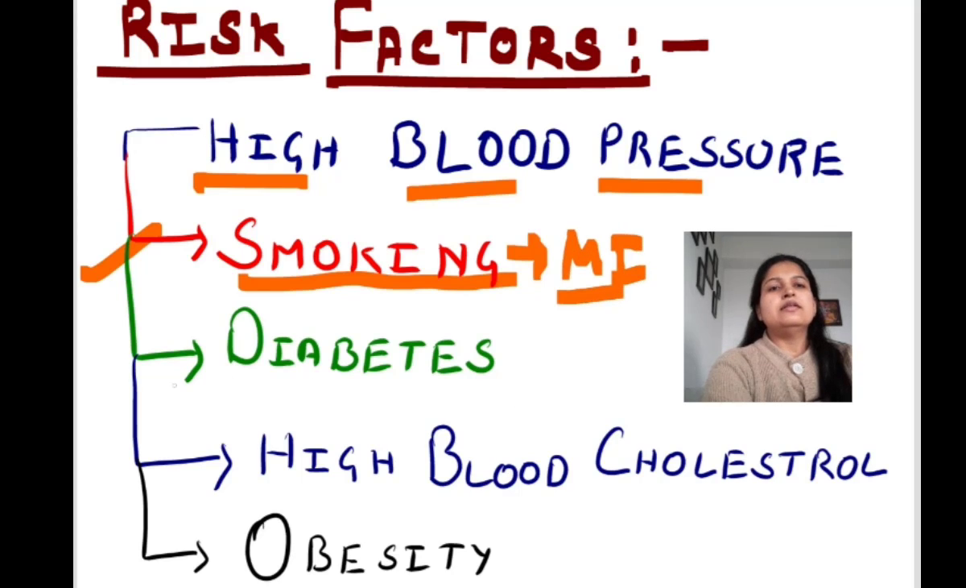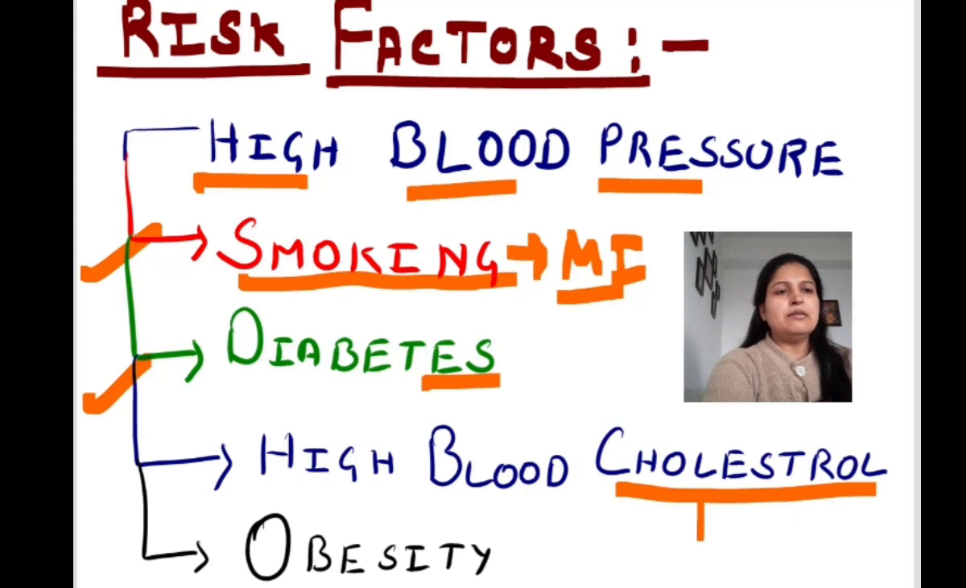Then the third category of people who are at risk are diabetic patients, because diabetic patients have very high blood sugar, which leads to the development of atherosclerotic plaque in the coronary artery, and certainly this group of people is also at high risk of developing CAD. Then the fourth group is high blood cholesterol. Cholesterol is nothing but lipids and fats.